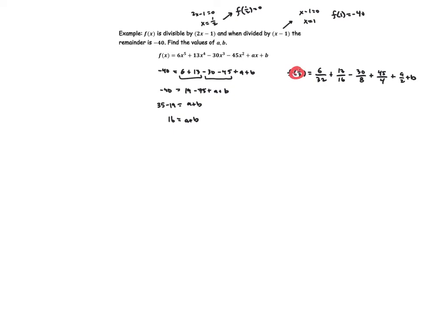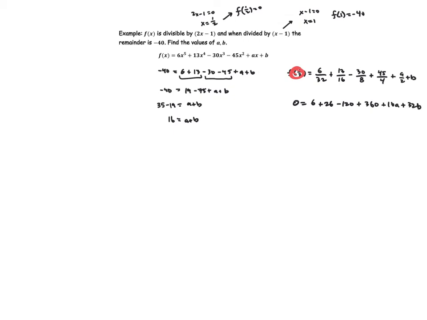All right. So it looks like what I'm going to want to do is multiply everything by 32. So the left side will stay 0. If I multiply the first term by 32, I get 6. The second term by 32, I get 26. Third term by 32, I get negative 120. Fourth term by 32, I get, oh gosh, 45 times 8, which is 90 times 4, which would be 360. And then I get a times 16, 16a, and 32b.